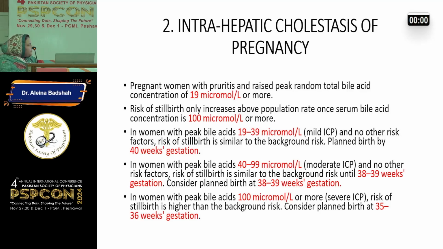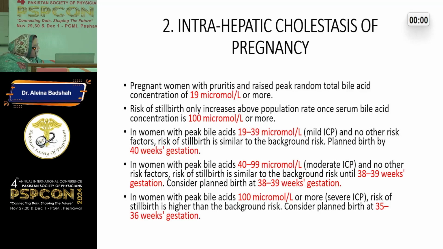So the risk of stillbirth rises when the levels increase up to 100 micromole per liter. Now, between levels of 19 to 39, you should keep in mind that the patient is at risk of stillbirth. So at 40 weeks of gestation, if the patient hasn't delivered spontaneously or naturally, you should plan the birth by 40 weeks. If the bile acids range between 40 to 99 micromole per liter, the patient is at risk of stillbirth at a little earlier gestation time. So you should plan it at 38 to 39 weeks if the patient hasn't delivered spontaneously.